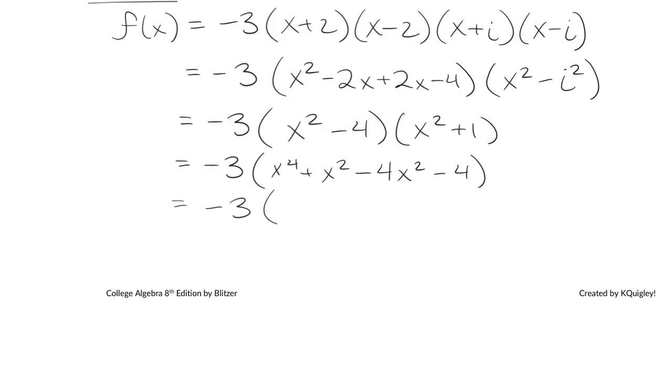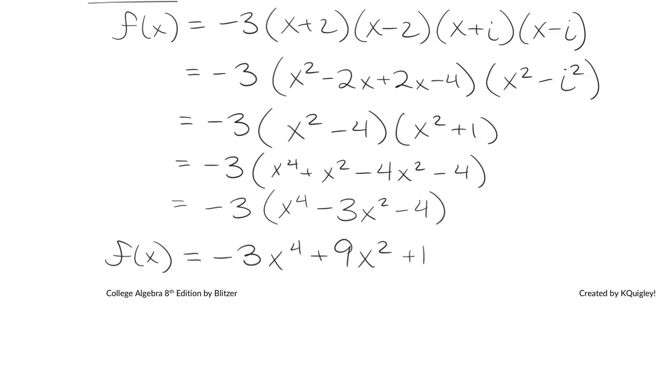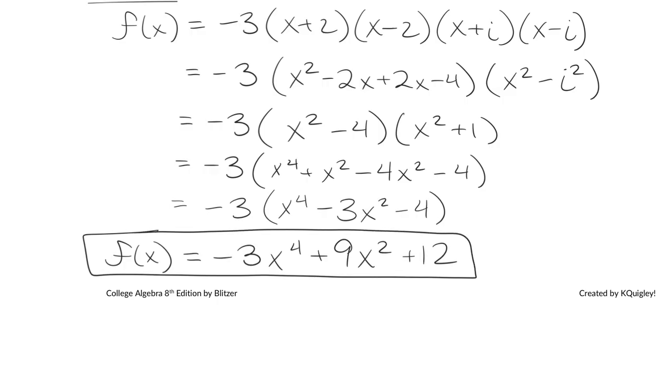This would be -3 times (x to the 4th power minus 3x squared minus 4). And our distribution fest ends with a cute little distribution of -3. So our f of x function in standard form is -3x to the 4th power plus 9x squared plus 12. That's the answer. Yes. I asked for a polynomial function in standard form.